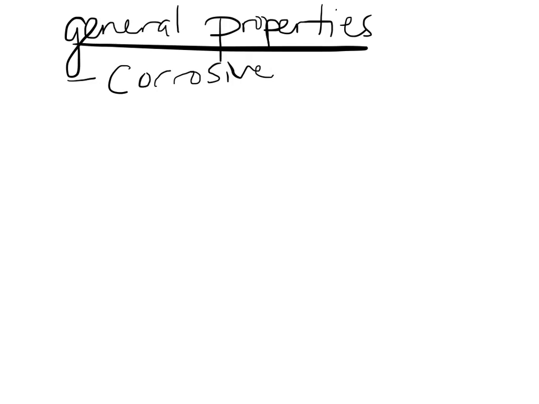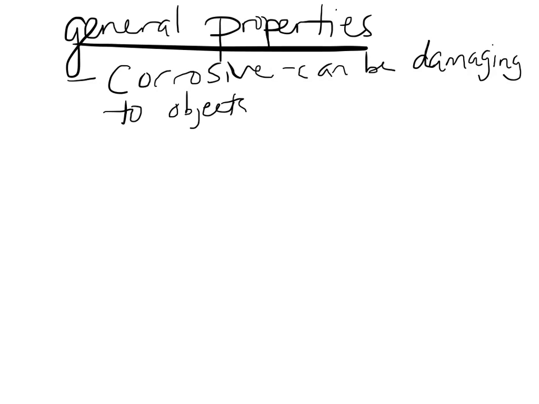Okay. Next thing I'd like you to write down in your notes are some general properties of acids. They are corrosive, which means they can be damaging to objects that they come in contact with. Okay, most common corrosion you might be familiar with is rust. If you put iron in an acid, it will rust much more quickly than it will in air or in water.